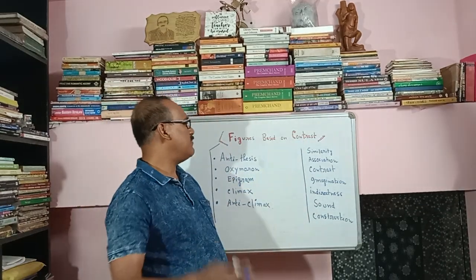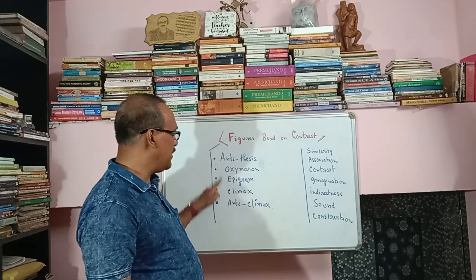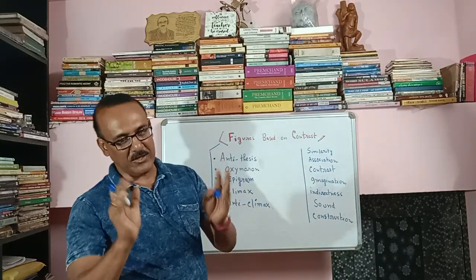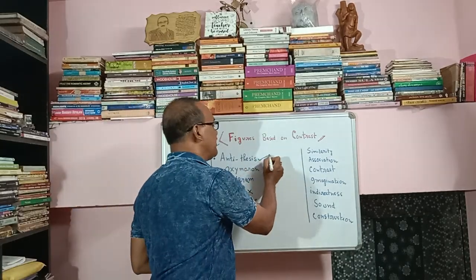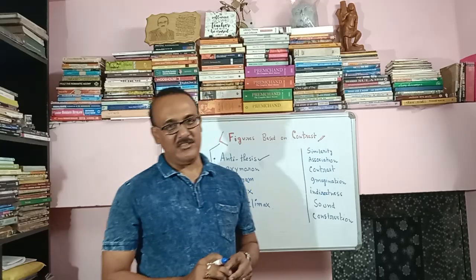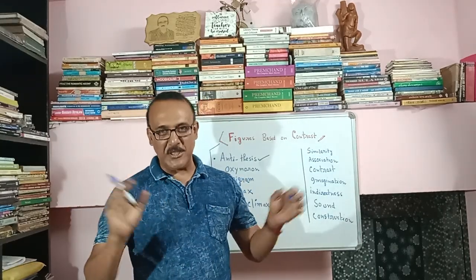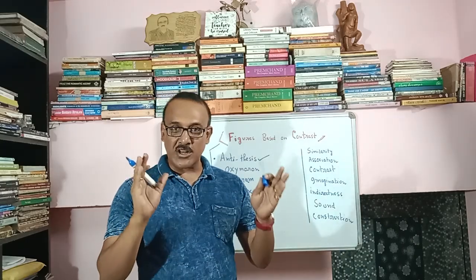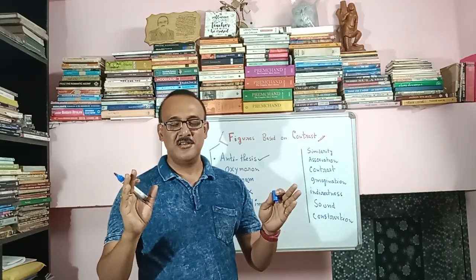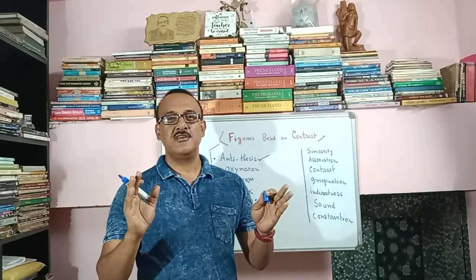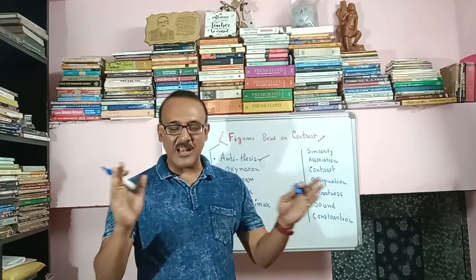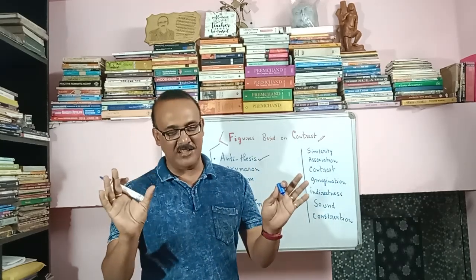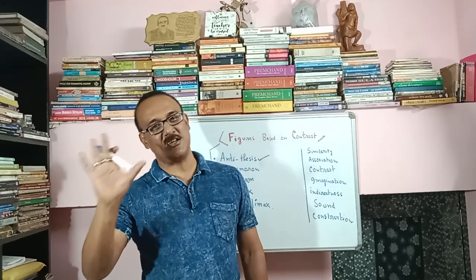Now, there are 5 major figures of speech in these figures based on contrast. Number 1, antithesis. What is antithesis? Antithesis is a figure of speech in which two contrasted ideas are juxtaposed side by side in a balanced form for the sake of emphasis. Two contrasted ideas are juxtaposed.